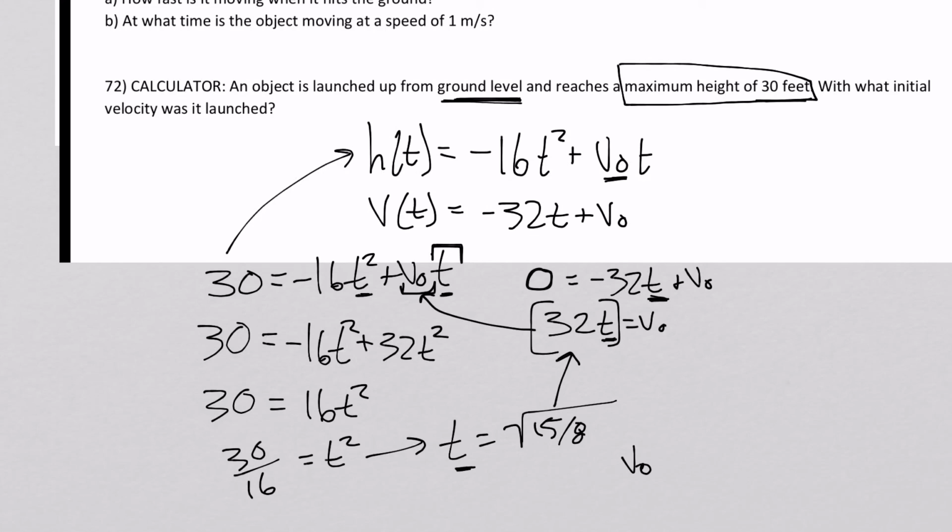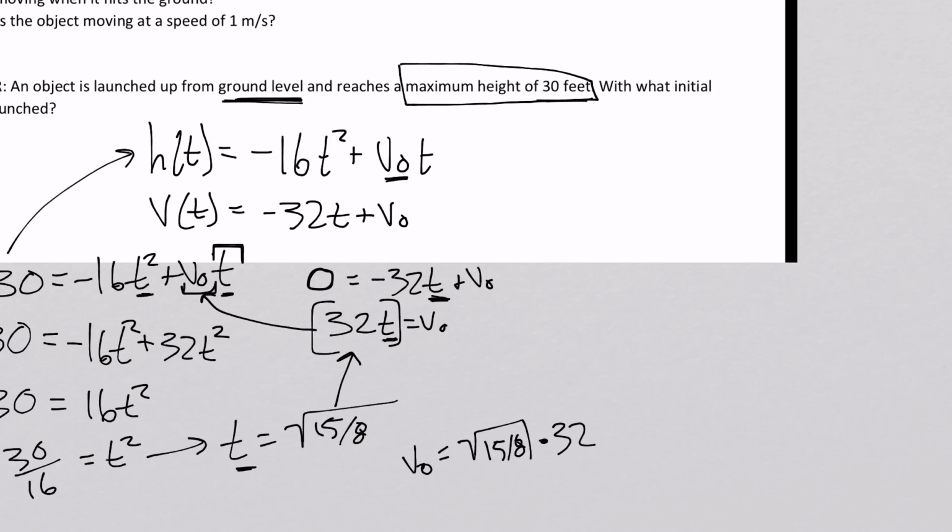So if we want v naught, all I need to do is take that time, the square root of 15 over 8, right there, and multiply it by 32. So you can do that all in one step on your calculator, and when you do so, you will get roughly 43.818 if we're rounding, and that would be feet per second as the initial velocity.